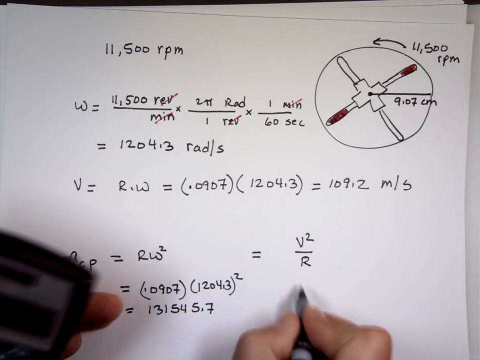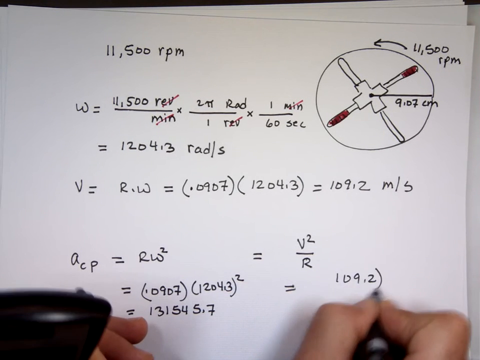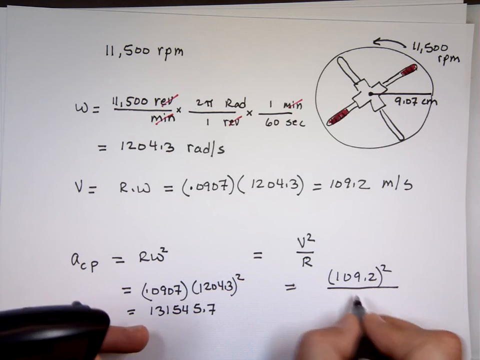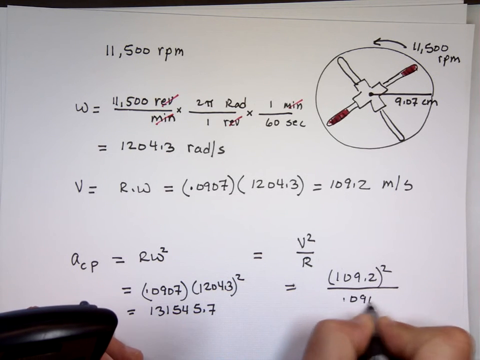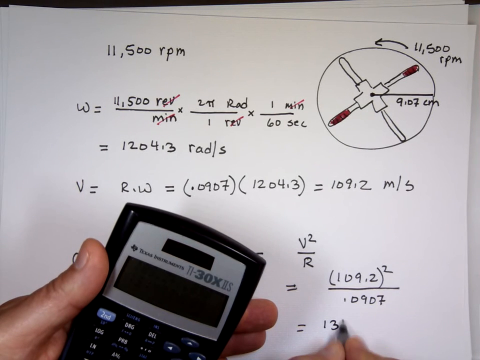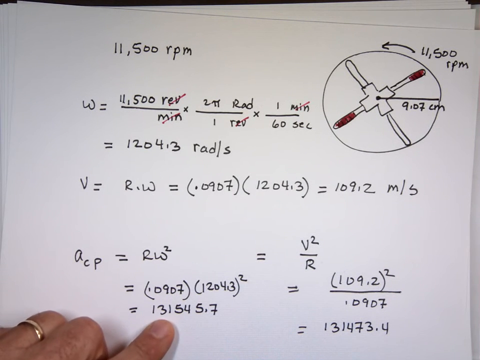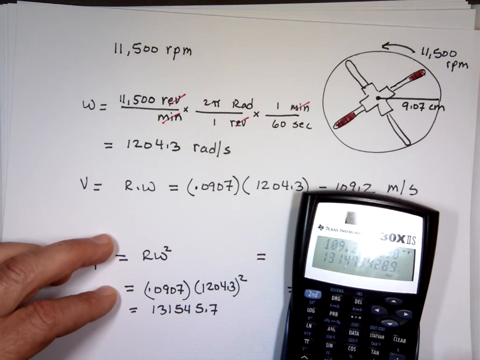And if I did it the other way, V squared over R. V is 109.2. Square it, divided by R, which is 0.0907. Do we get the same answer? 109.2 squared divided by 0.0907 is 131,473.4. I'm sure it's rounding error. If I carried all decimal places, it will be the same answer. Matter of fact, I'll go back and carry all the decimal places, see if the answer is the same.